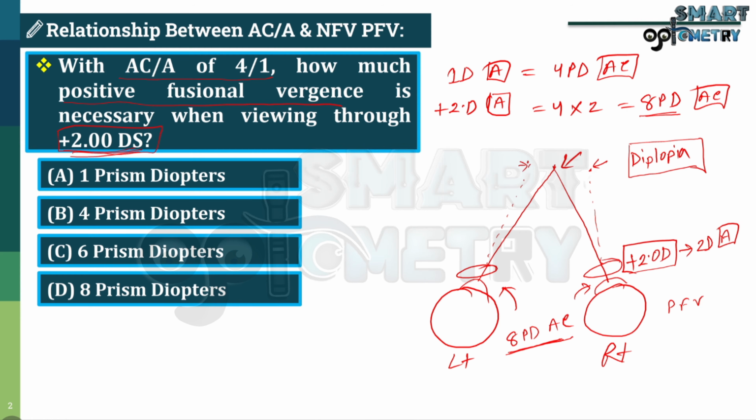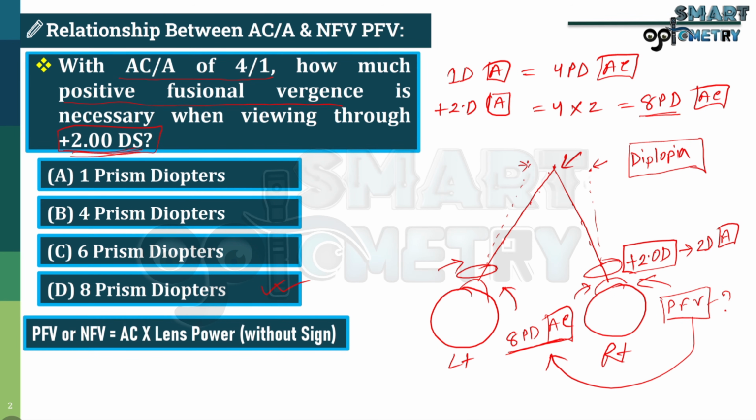So with the help of positive fusional vergence, the eyes will converge again so that the eyes can focus at the near point. But how much positive fusional vergence is required? It will be equal to the relaxed accommodative convergence. That means the positive fusional vergence required will be 8 prism diopters. So we can build a formula that positive fusional vergence or negative fusional vergence required equals accommodative convergence multiplied by lens power. We don't use any plus or minus sign, we will use the number only.